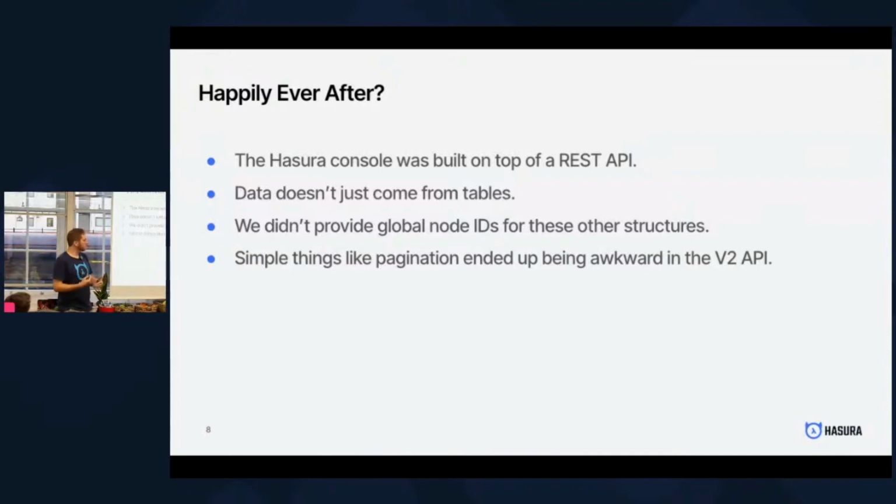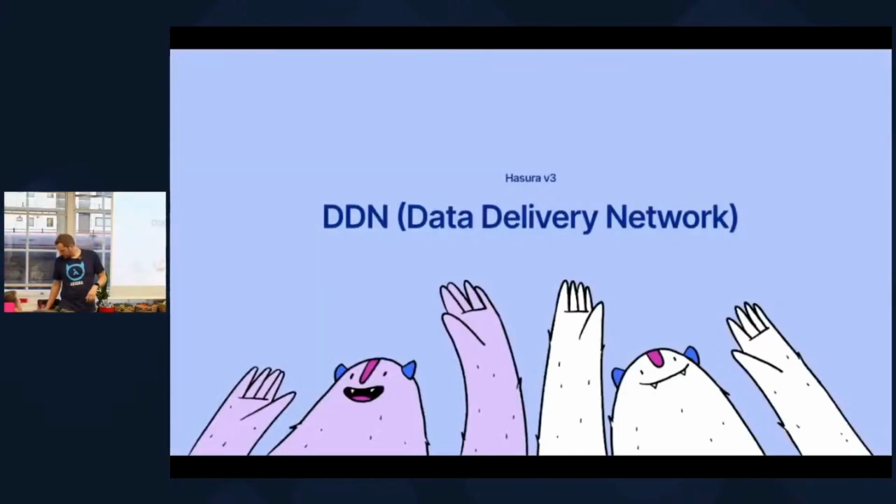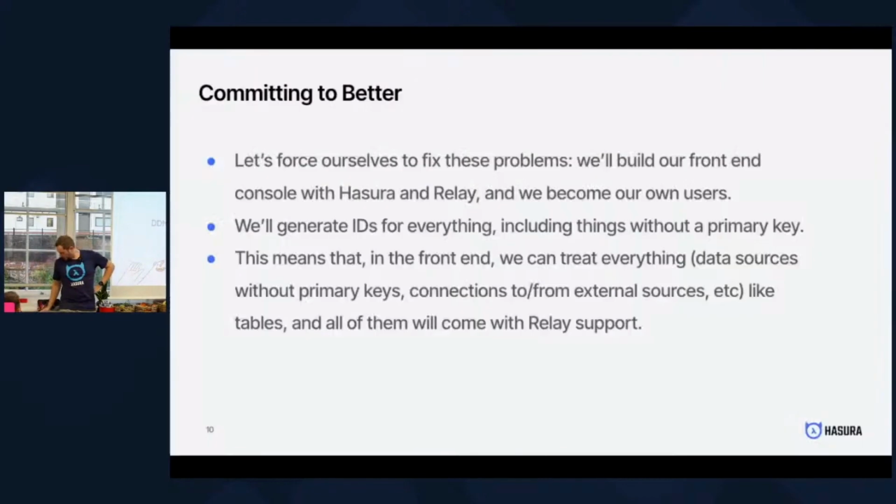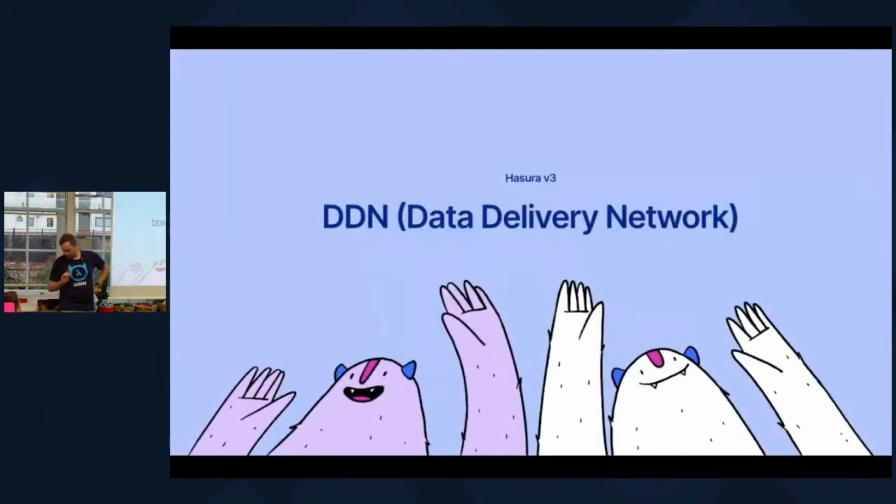It solves our use case. It actually solved our use case before, but we're paying attention this time. What do we do about it? And so it just so happens we're about to launch a brand new version of Hasura, which we're calling the Data Delivery Network. But basically, the Data Delivery Network is a kind of full stack redesign of how Hasura works.